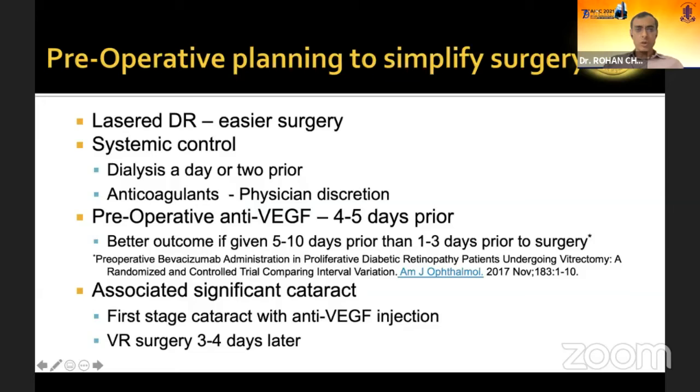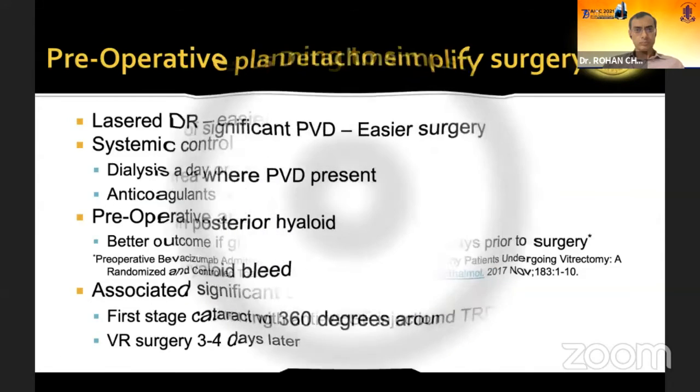It is better to give preoperative anti-VEGFs, and I have started giving them in almost all my complicated cases at least. If the case is less complicated, even a day prior is enough. Otherwise, it is better to give it, and it should stay in the eye for 3 to 4 days. If there is a significant cataract, then depending on your surgical capabilities, you could get the cataract removed prior to it, or you can do it in the same sitting.